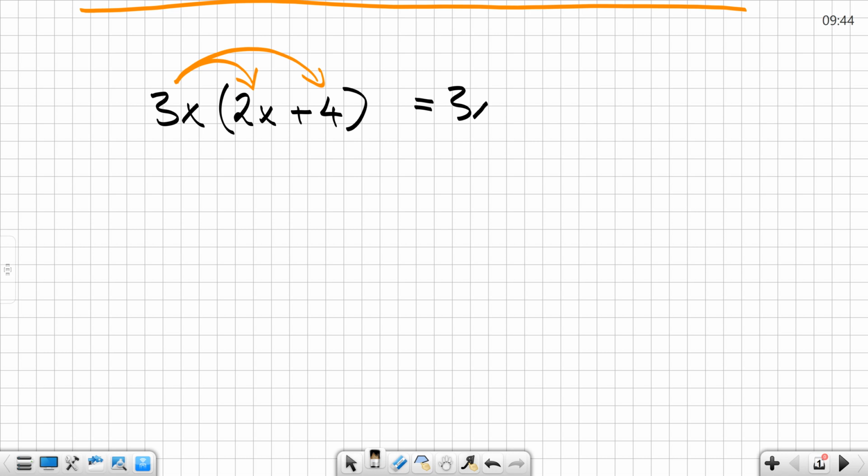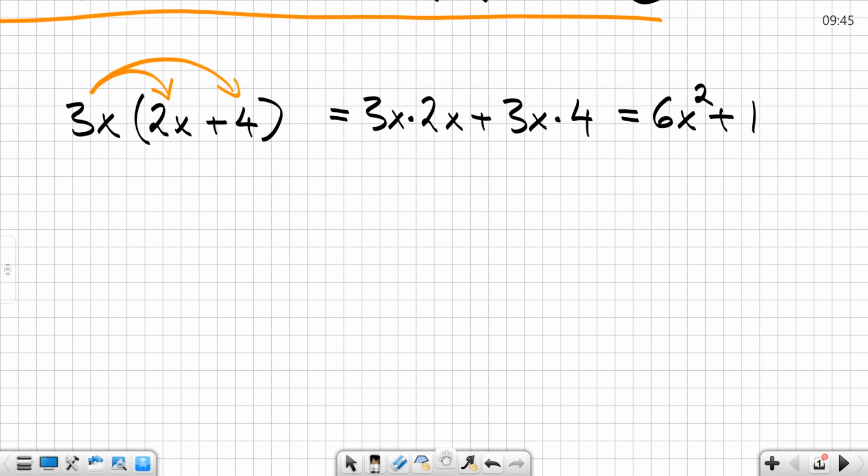3x times 2x plus 3x times 4. And that would then be 3 times 2 is 6, x times x is x squared, plus 12x.